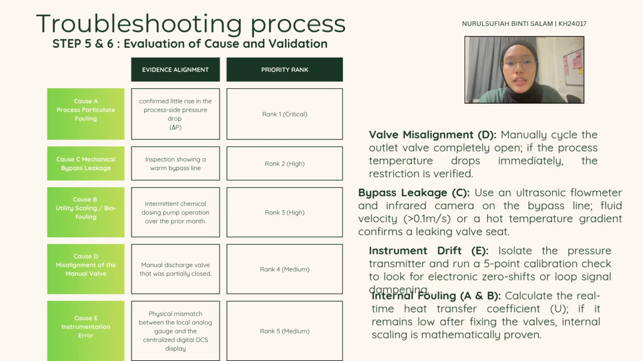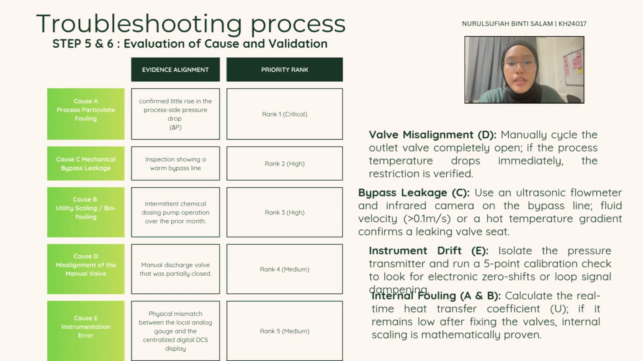Rank 3, utility scaling. The chemical dosing pump was running intermittently last month. We will calculate the real-time heat transfer coefficient to verify internal scaling. Rank 4, valve misalignment. We found a manual discharge valve that was partially closed. Rank 5, instrument error. This is a mismatch between the local gauge and the control room display. We will run a 5-point calibration check to fix it.